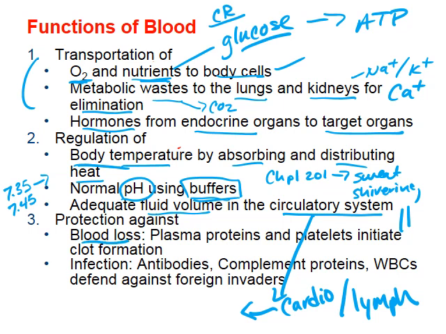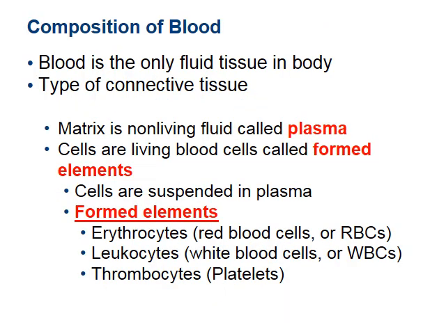Blood loss. So we're going to have plasma proteins. We're going to have platelets that initiate clot formation. We'll talk about this coming up. Also, you're going to have antibodies, complement proteins, this has to do with your immune system, white blood cells as well, all the immune cells that are going to fight against a foreign invader or pathogen. So there's a lot going on here. Make sure that as you go through these functions, you don't just memorize them, but you could explain them to somebody if they asked you about them.